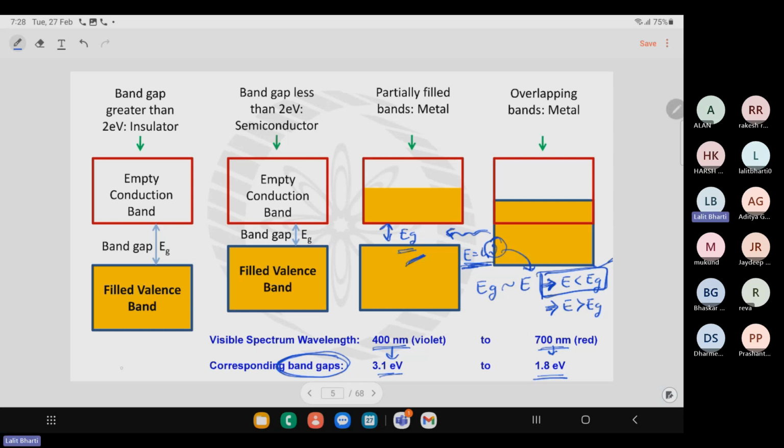So if you are saying that if you have 4.5 electron volts and let's say your energy is around 3, so it should be transparent, right? Yes. So if your incident energy is 3 electron volt and your band gap is higher than that, it should be transparent. But in case of metal, if incident energy is less than energy gap, what happens in metal?